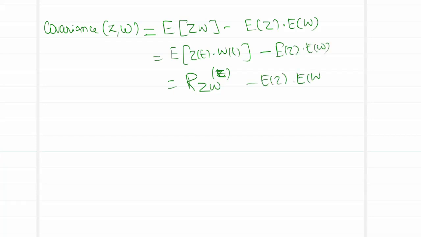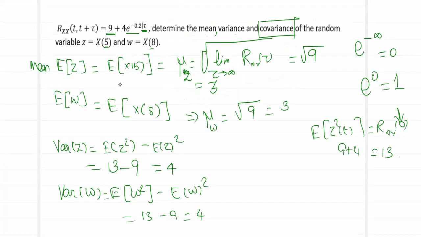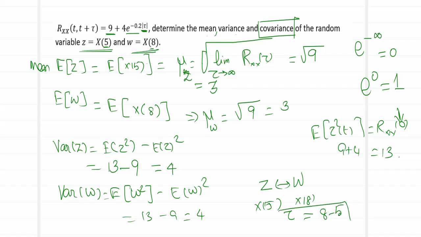Now we will look into the first part, R_ZW of tau. What we have for Z, we have Z equal to X of 5, and for W, W is going to be X of 8. What is going to be the time difference between Z and W? This is going to be X of 5, this is going to be X of 8. So the time difference between them, tau, is nothing but 8 minus 5. So what is my tau? Tau is the time difference between Z and W, which is 8 minus 5. What is 8 minus 5? 8 minus 5 is going to be equal to 3 for us.